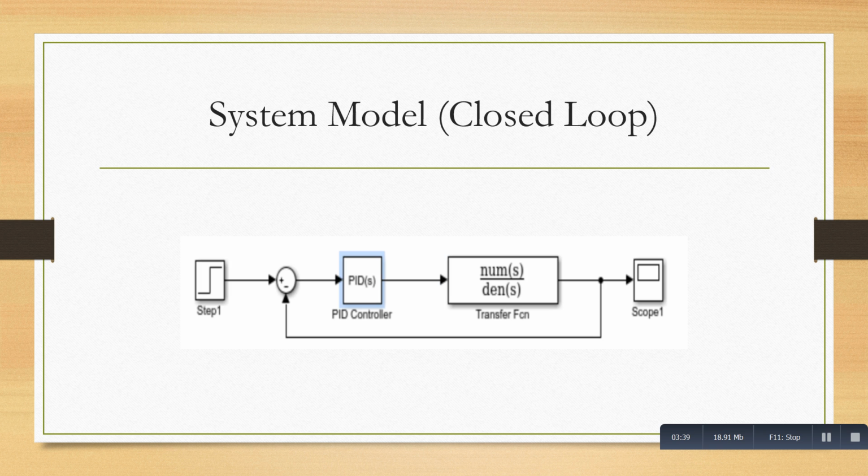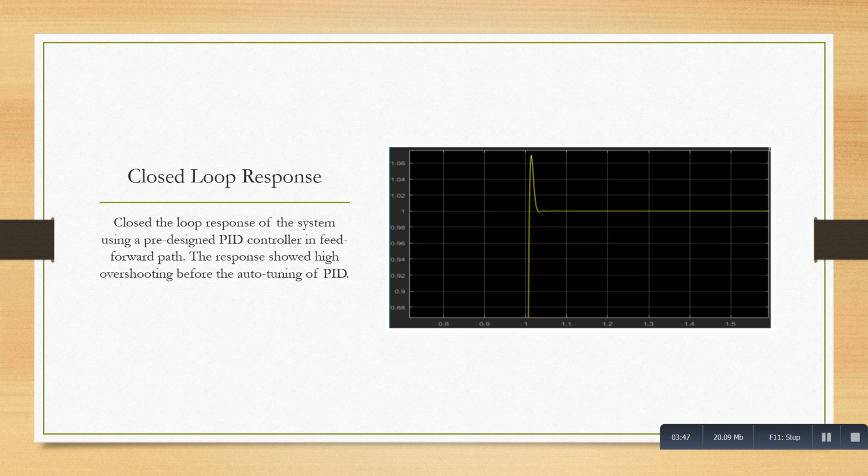This is the system model of the closed loop after the PID controller was introduced. This is the closed loop response before auto-tuning. It is the closed loop response of the system using a pre-designed PID controller and feed forward path. The response showed high overshooting before auto-tuning of the PID.